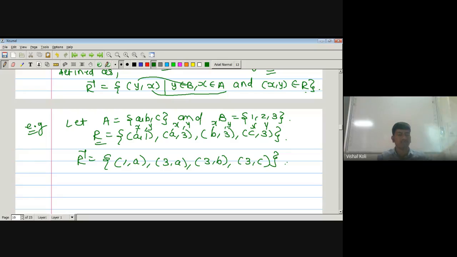Okay, so in this way we can find out the inverse of a given relation just by interchanging the elements of (x, y).